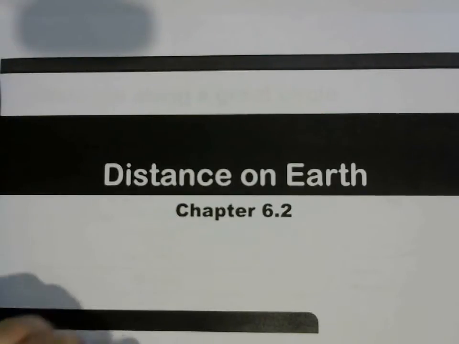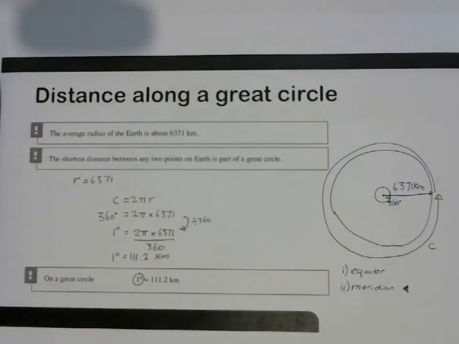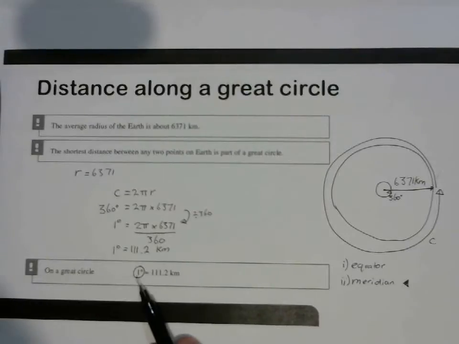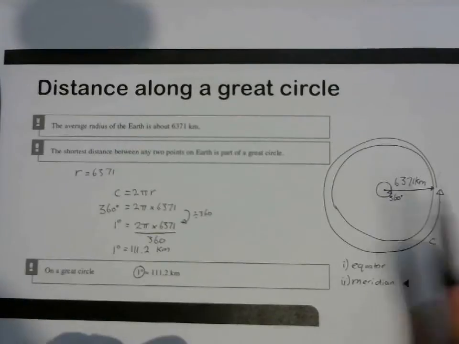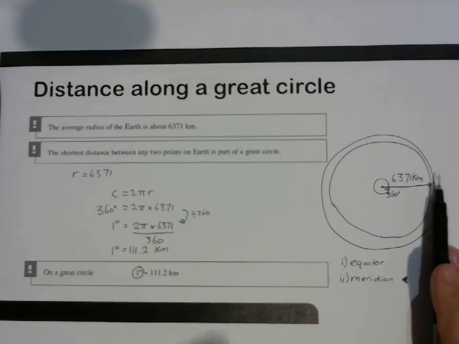This video is going to be on the distance using the meridians. So the rule we're going to use is 1 degree is approximately 111.2 kilometers. And this works for any great circle around the planet Earth.